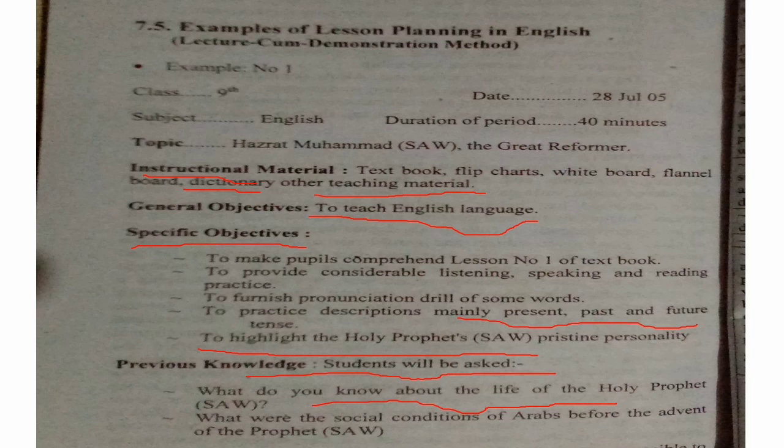Then we have the specific objectives. In the specific objectives, we have to make students comprehend lesson number one of the textbook. Then the second objective is to provide considerable listening, speaking, and reading practice. Then to polish pronunciation with drills of some words, meaning how a student correctly pronounces some words. To practice description, mainly present, past and future tense, especially the grammatical areas. These are the specific objectives.